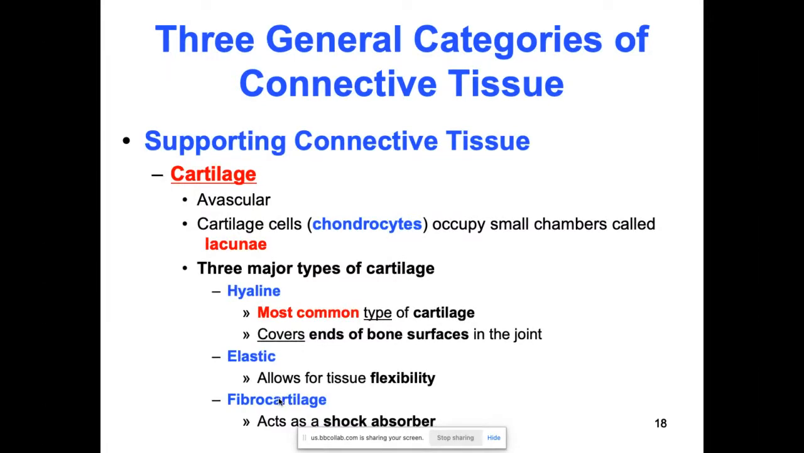Where do we have fibrocartilage? In between each vertebrae. They're called discs. Intervertebral discs are fibrocartilage. Where your pubic bone comes together, it's called the pubic symphysis. Pubic symphysis, that's fibrocartilage. And we also have fibrocartilage where your knee joint is, between the fibula, the tibia, and the femur.